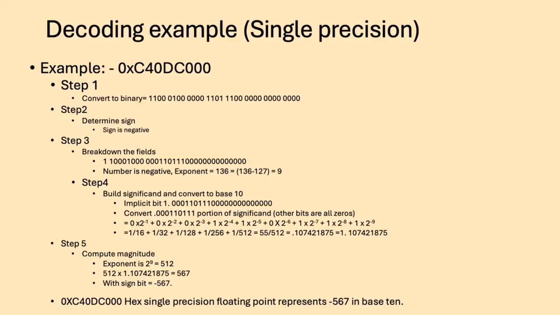The reason we used 512 is because that's 2 to the power of 9. So the final value is minus 567. Don't forget the sign bit. So, hopefully, that's clear enough.